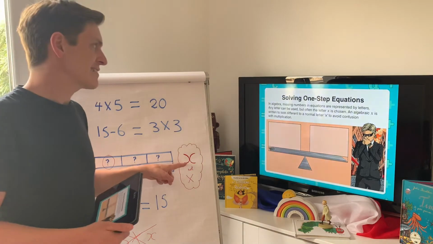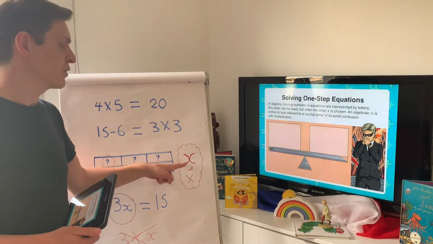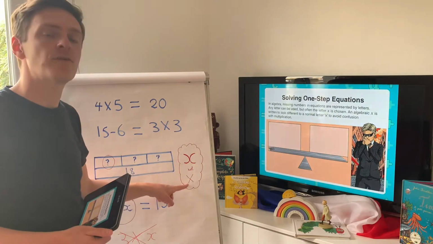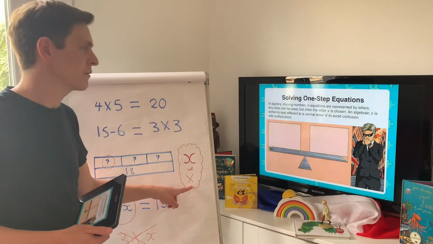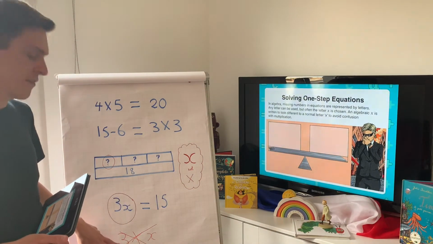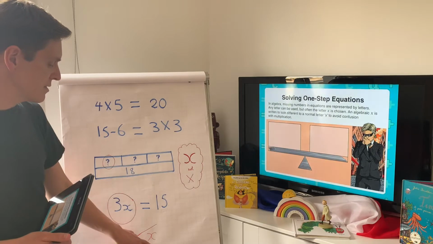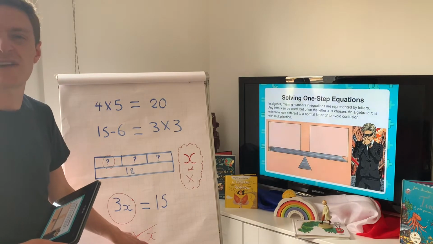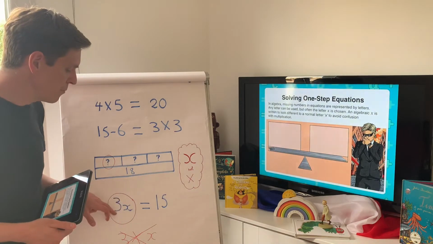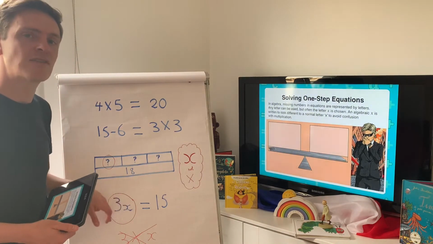An algebraic x is written to look different to a normal x to avoid confusion with multiplication, okay? It would start getting very confusing if we had x's all over the place. So often we wouldn't see it written like 3x times x, it would just get confusing. So in fact what we do is put the number next to one of these x's, and that means multiply.